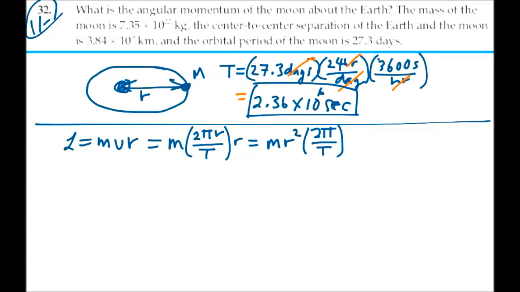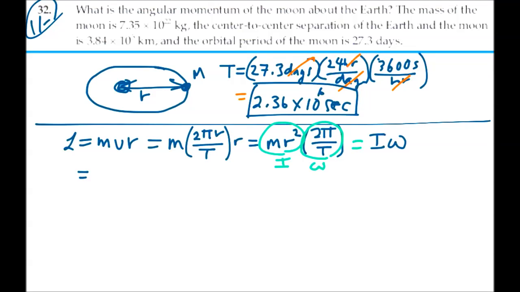Well, this is indeed equal to the moment of inertia of a point mass about a central object, mr squared, times 2 pi over the period, which is the angular velocity. So this is indeed equal to the moment of inertia times the angular velocity of the moon.